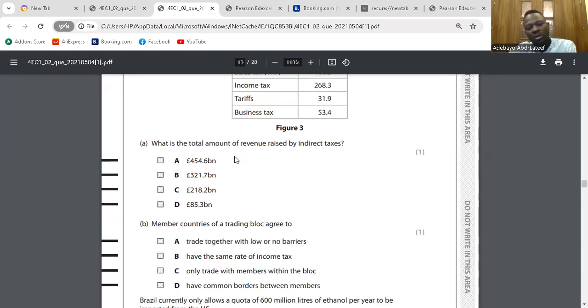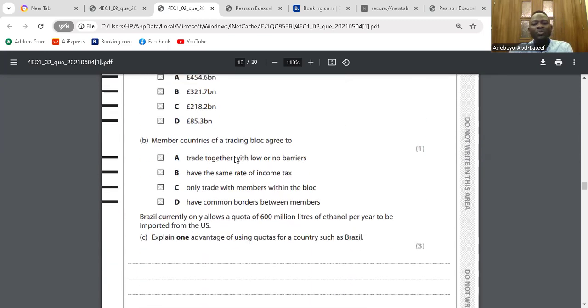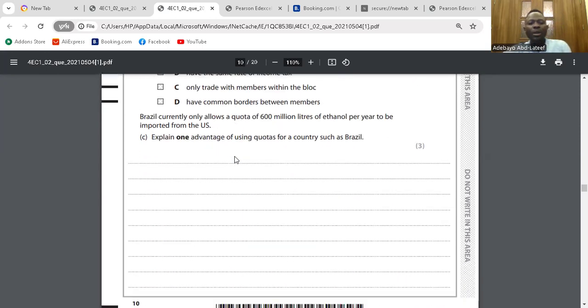We move on to question B. Member countries of a trading bloc agree to trade together in agreement regarding low or no barriers. That is trading bloc. So the answer is A. Clear? Go to question C.